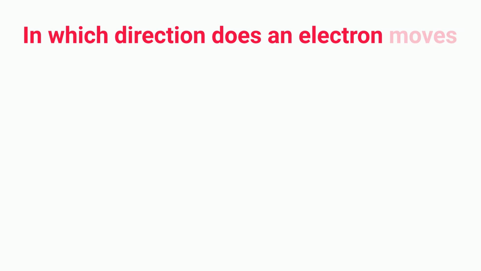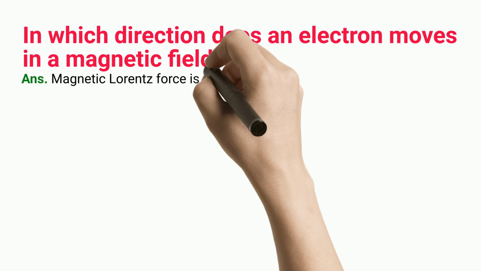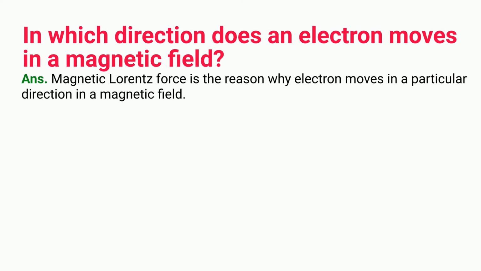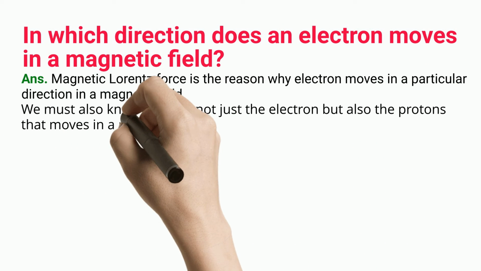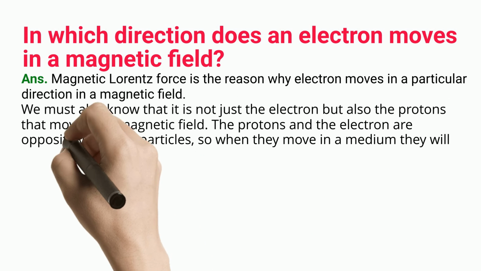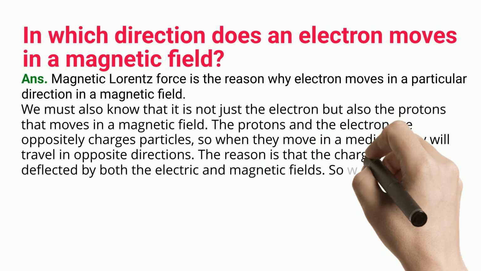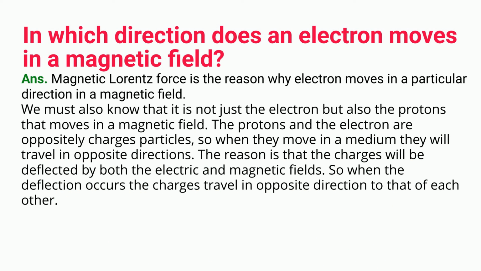In which direction does an electron move in a magnetic field? Magnetic Lorentz force is the reason why an electron moves in a particular direction in a magnetic field. We must also know that it is not just the electron but also the protons that move in a magnetic field. The protons and the electron are oppositely charged particles, so when they move in a medium, they will travel in opposite directions. The reason is that the charges will be deflected by both the electric and magnetic fields. So when the deflection occurs, the charges travel in opposite directions to each other.